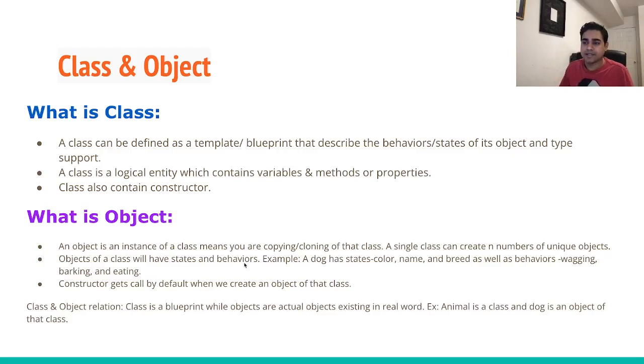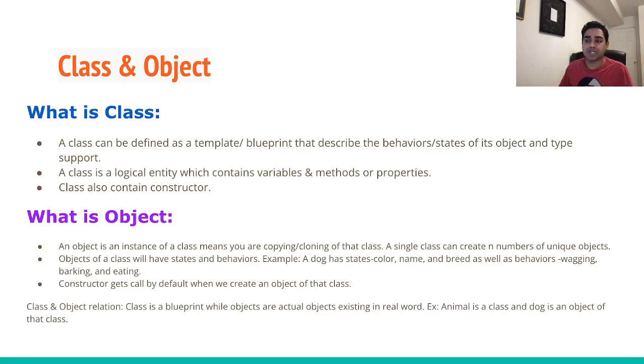What is class? A class can be defined as a template or blueprint that describes the behavior or states of its object, and type support. So this sentence could be very heavy, right? To make it simple, you can think of a class as a template, which is a logical entity, right? There is no physical object of a class. That means it is totally the class concept.